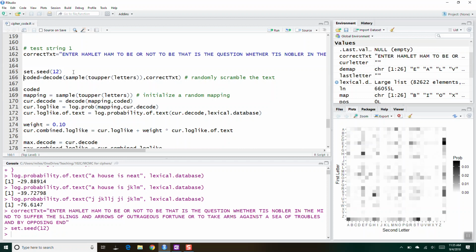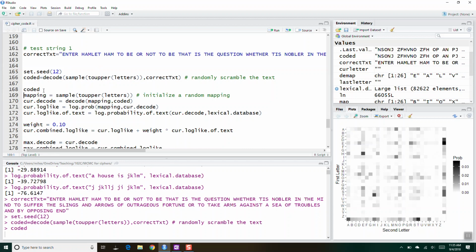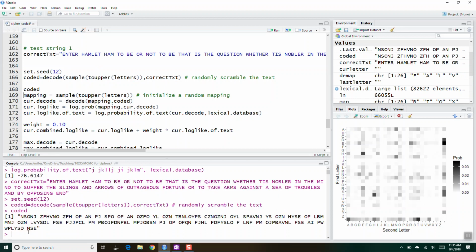Okay, so here we are going to just take a random sampling of letters, and this will be our current mapping, and we're going to scramble up the text, okay? So this is the true message that maybe the prisoners are sending to each other, and this is their coded text. This is the message that you've intercepted, okay? So this is what we have.